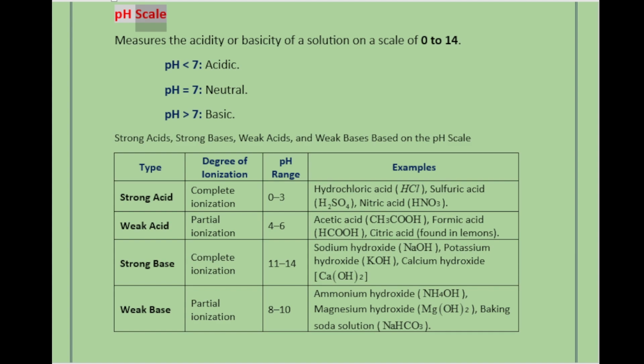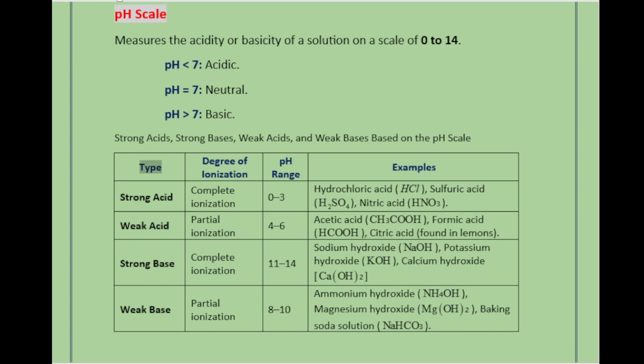pH scale. It measures the acidity or basicity of a solution on a scale of 0 to 14. pH less than 7, acidic. pH equal to 7, neutral. pH greater than 7, basic. Strong acids, strong bases, weak acids, and weak bases based on the pH scale.